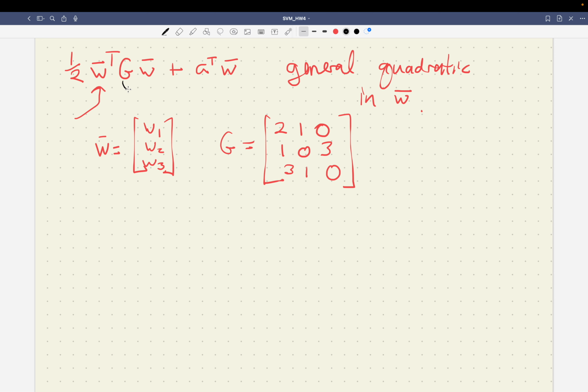So first, let's compute G times W. So what would that be? GW is equal to a very expensive and moderately good school near Washington, D.C. Ha, ha, ha, ha, ha.